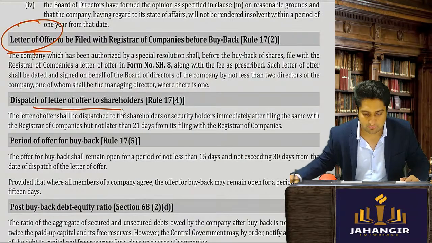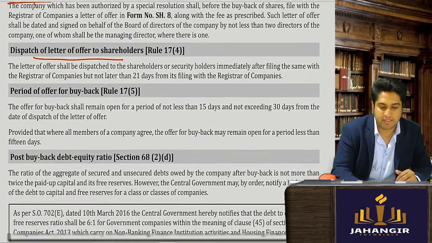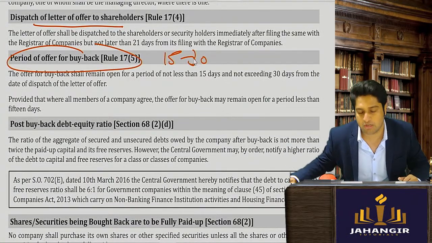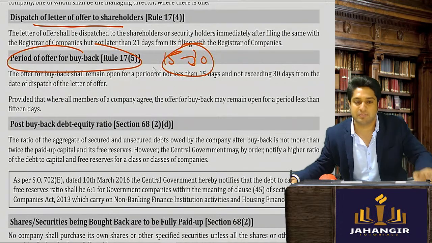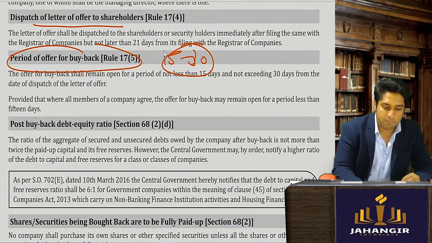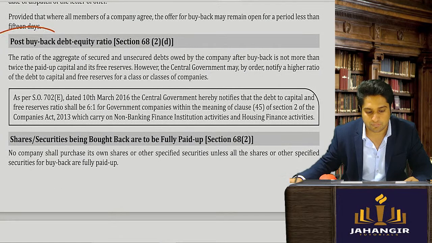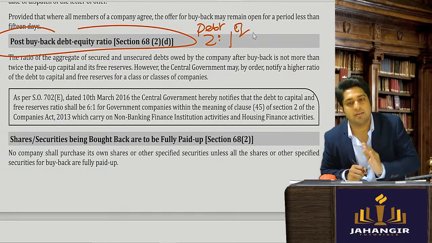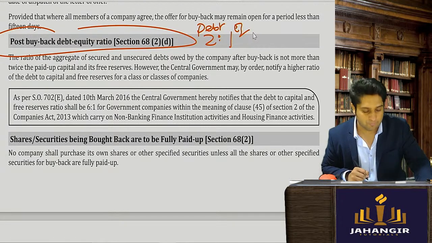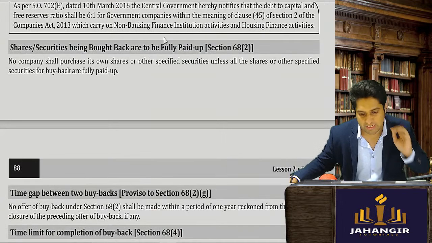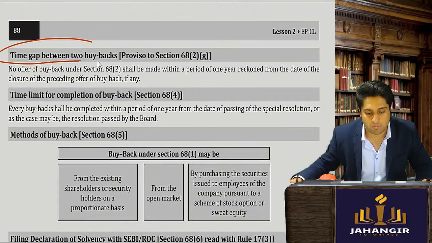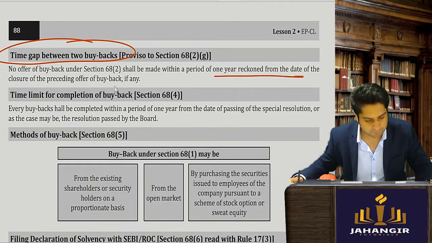So let's see quickly. Letter of offer. Dispatch of letter of offer will be done. Period of buyback. Now it will be for 15 to 30 days. So the shareholders will get minimum 15 days, maximum 30 days to reply. Post buyback debt equity ratio will be 2:1 max debt equity. So if the equity is 1, the maximum debt they can take is 2. Now shares should be fully paid up. The time gap between two buybacks should not exceed.